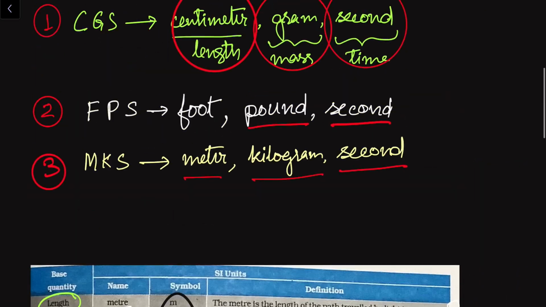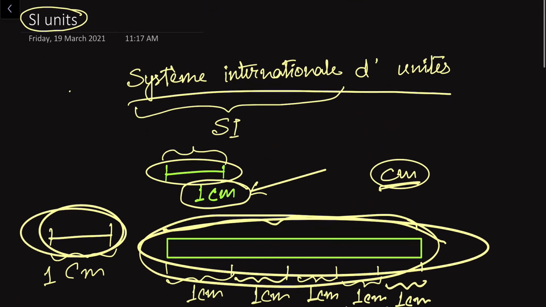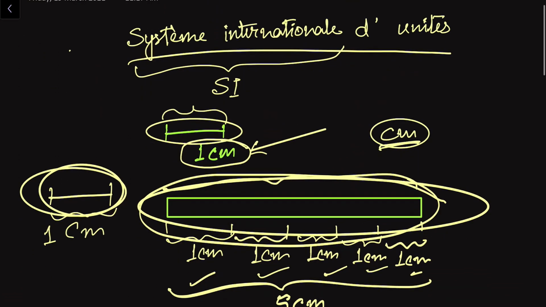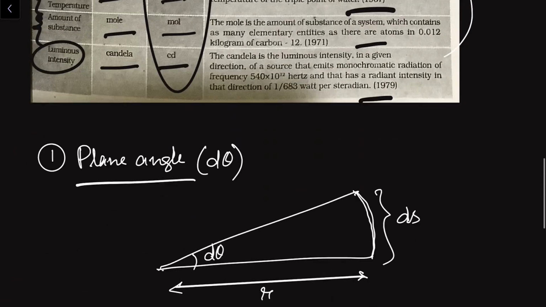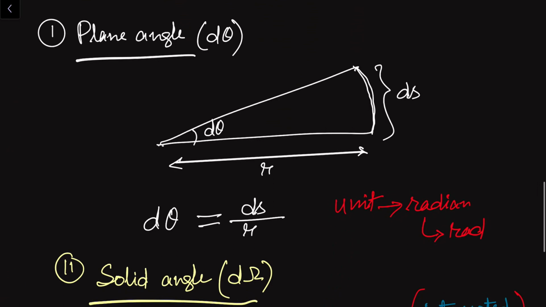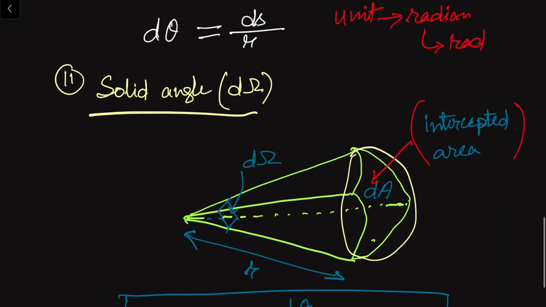In this video we have learned about SI units, the International System of Units, and various types of previously used units. We have seen the various basic quantities, their unit names as well as their symbols. Then we have seen two extra types of units in SI units: plane angle and solid angle.